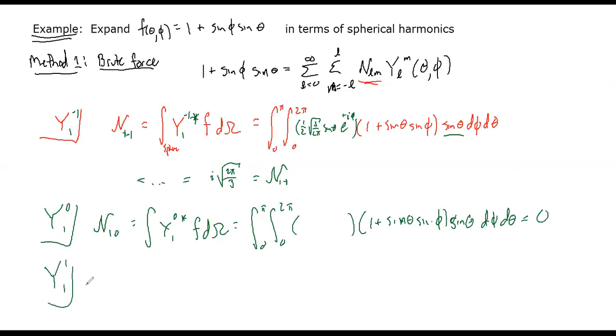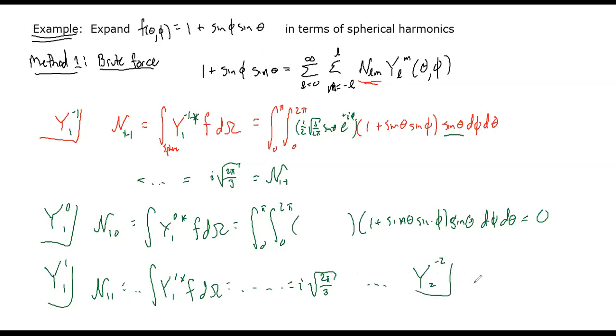So then I would do 1, 1, and that would give me n 1, 1. And at this point, you probably start getting a little bit bored because you see that we're just going to keep doing this sequentially, but that one turns out to be not 0, so that gives me an i root 2 pi over 3. And then I would have to keep going, and then I would do y minus 2, 2. So we've done all the l equals 1 ones.